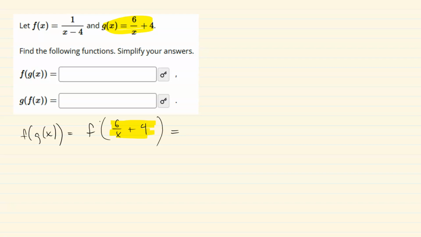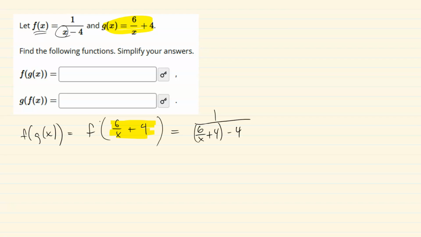Now we're going to plug that whole g of x function into the f of x function, which means wherever we see an x within the f of x function, we're going to plug in 6 over x plus 4. It's going to look a little complicated with fractions inside of fractions, but we will have 1 over x minus 4, but not x, but 6 over x plus 4 where we see the x, and then we're going to subtract 4. Okay? That's probably the most difficult step, understanding how to plug that in.